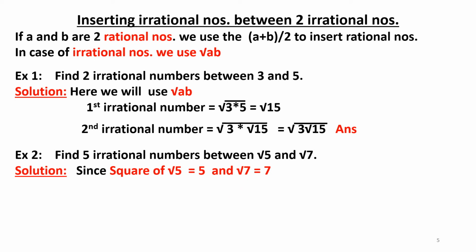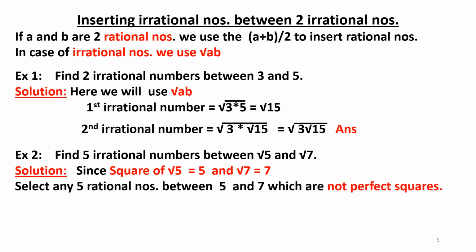What is the square of root 5? 5. Square of root 7? 7. Like this we are going to do. So, we will select 5 rational numbers, we need 5, isn't it? So, we will select 5 rational numbers between 5 and 7. The condition is that they are not perfect squares. The numbers we select in decimal should not be perfect squares.